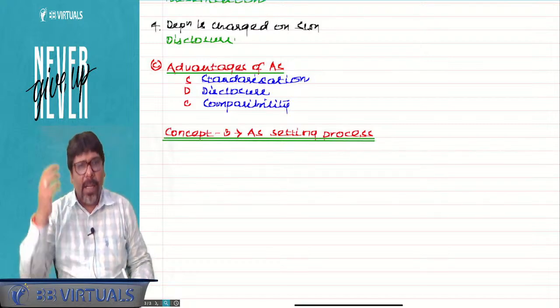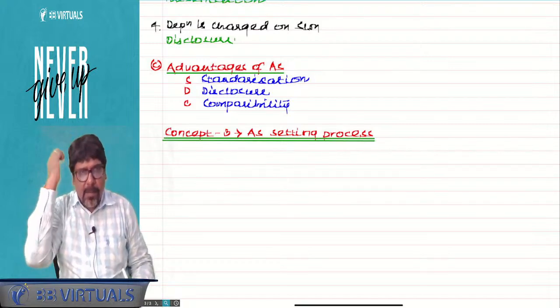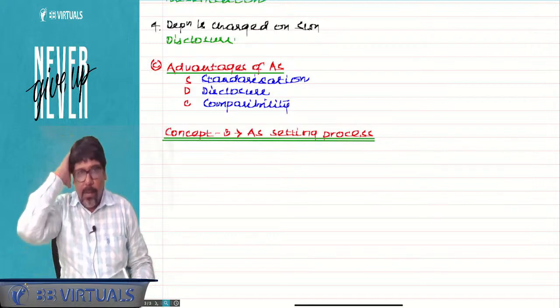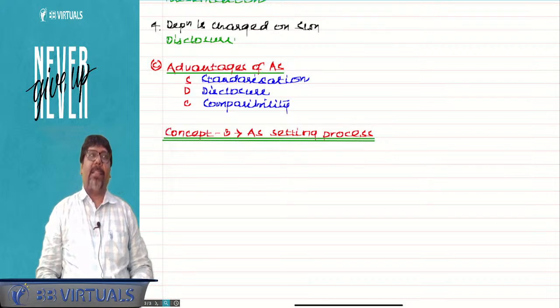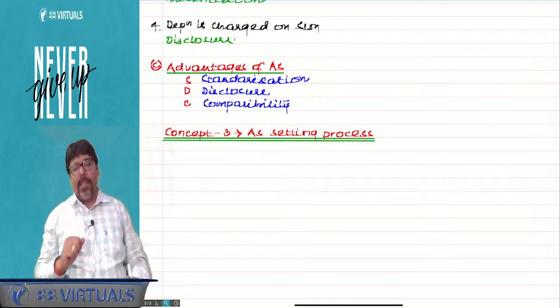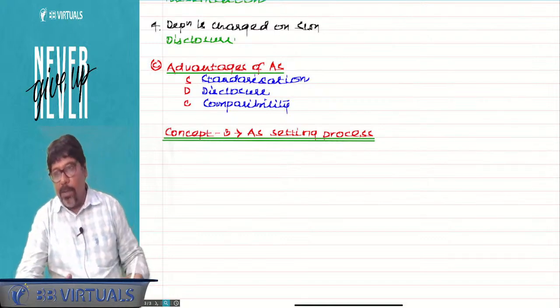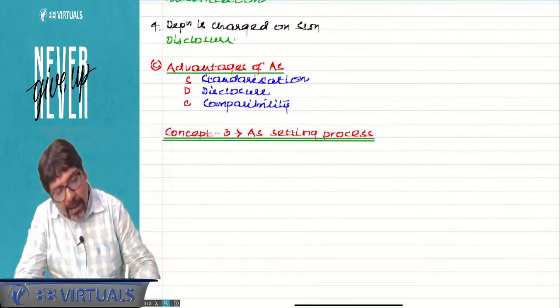Are you understanding? ICAI has set up or constituted a body which is known as ASB.